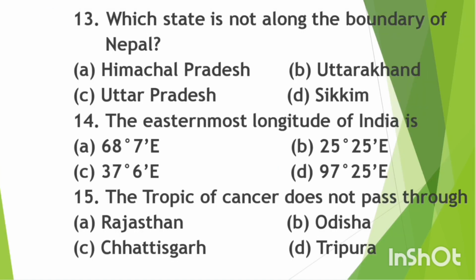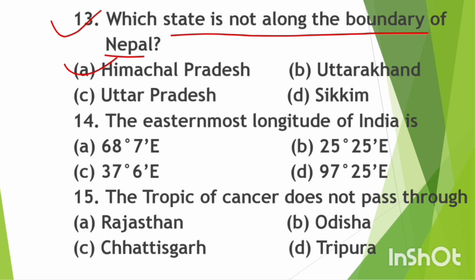Next question, question number 13. Which state is not along the boundary of Nepal? Option number A, Himachal Pradesh. Option number B, Uttarakhand. Option number C, Uttar Pradesh. And option number D, Sikkim. So answer for this question, option number A, Himachal Pradesh.